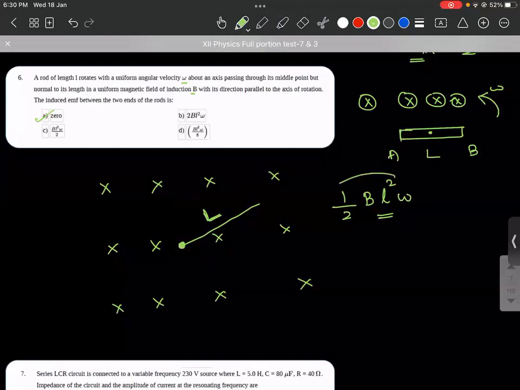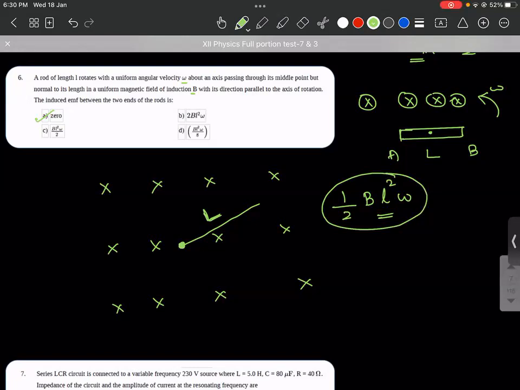No, half BL square omega. I think you asked me also, Nitish, when I was discussing, how did we get that value. I remember explaining the proof. So why am I not writing half BL square omega here? Can you tell me the difference? Sir, in the question they've asked in the middle of the rod. Exactly. That is the reason.